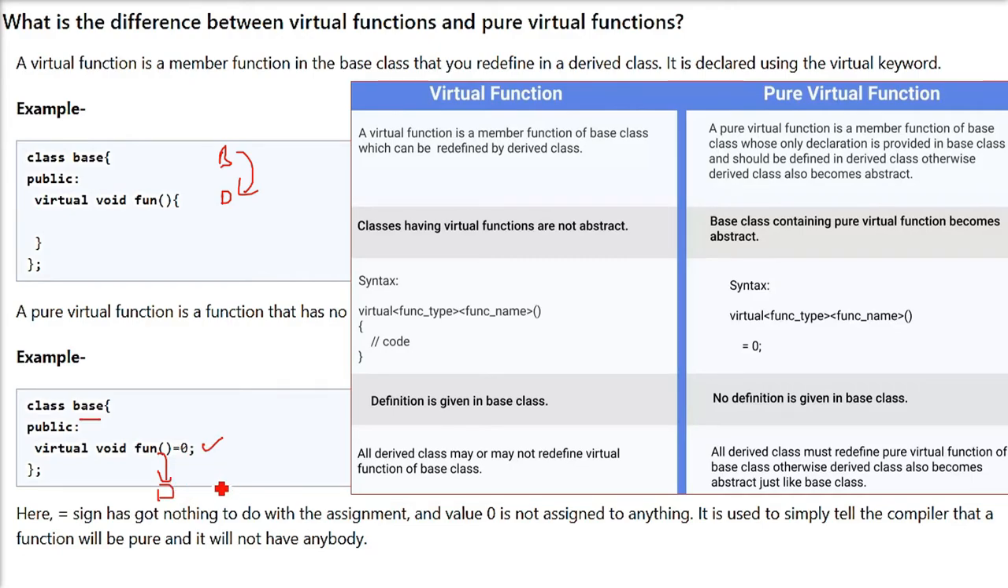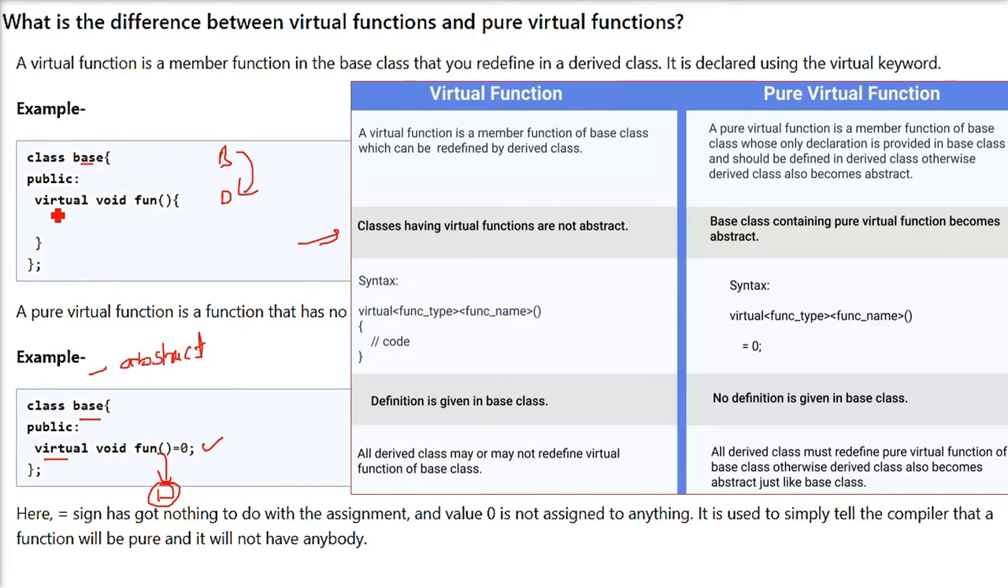If you don't write the code of this function, your derived class will also become abstract. Please remember. Then, the classes having virtual functions are not abstract, because this is just a function. You have just made it virtual because you are inheriting it and you want to call either this function or a derived class function. But a base class containing a pure virtual function will automatically become abstract. If you have a pure virtual function, it will always be an abstract class.